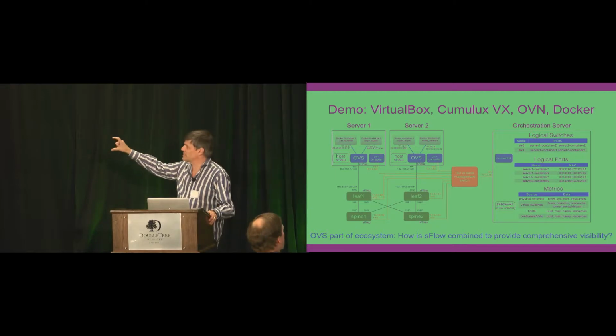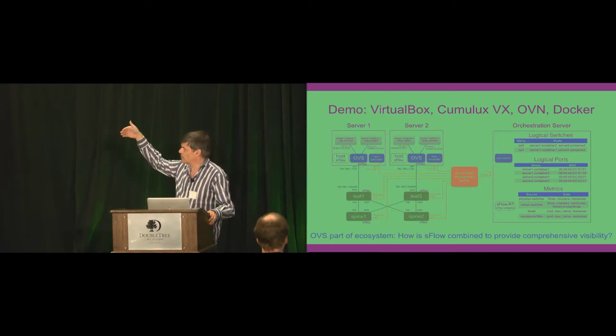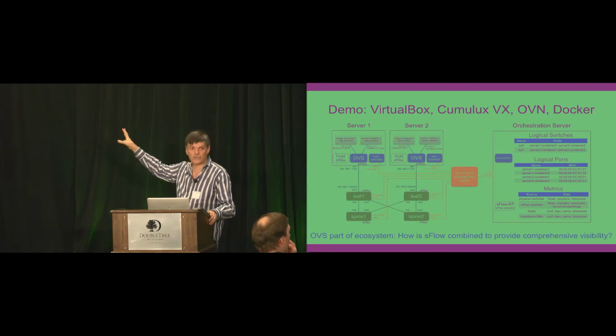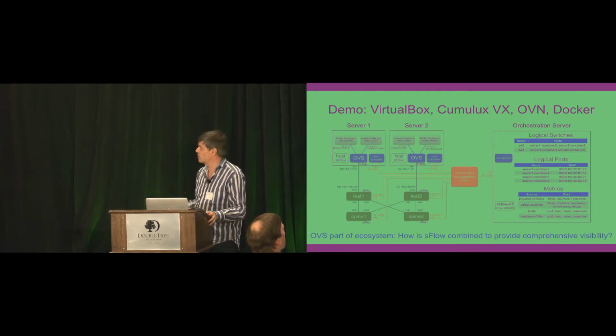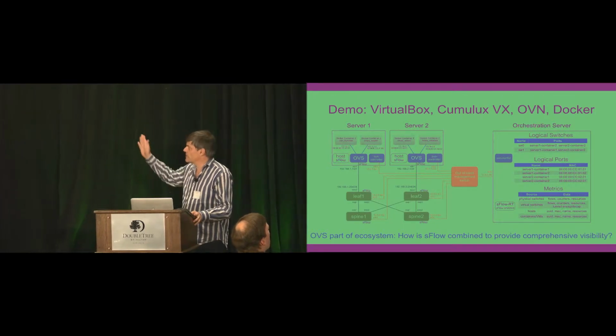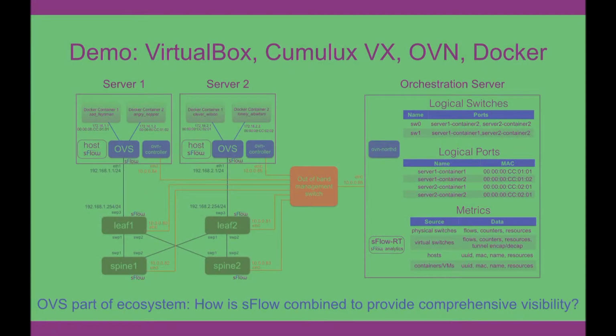So that's representing the physical network there. You've got an ECMP leaf and spine network, and then we've attached two servers, each of which has Open vSwitch and a pair of Docker containers. And then there's the OVN daemon running on each of those servers. We've also installed the host sFlow agents that report on the CPU metrics for both the containers and the hypervisor. And on the right, you can see the orchestration system server that's been connected through an out-of-band management network.